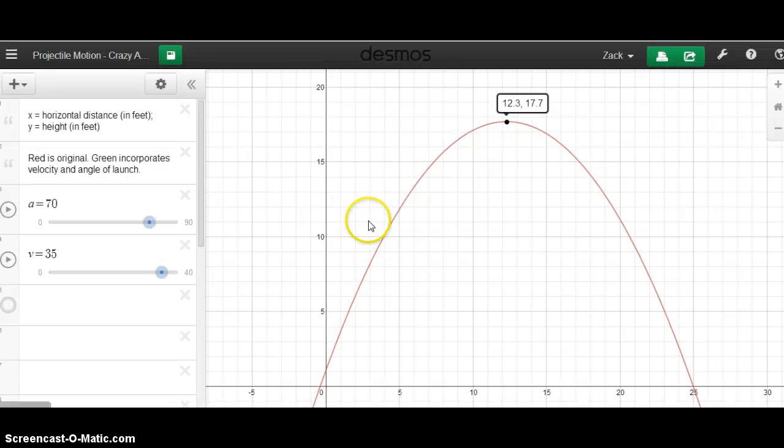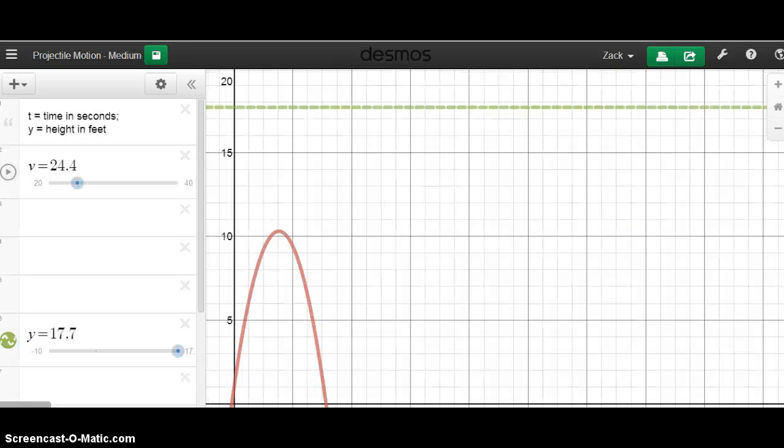Let's say this is the path you want for your projectile. Maximum height looks like about 17.7 feet. Okay, well let's take it over to the time graph. There's a relationship between velocity, time, and gravity, and it's shown here. So here's the same height, 17.7.